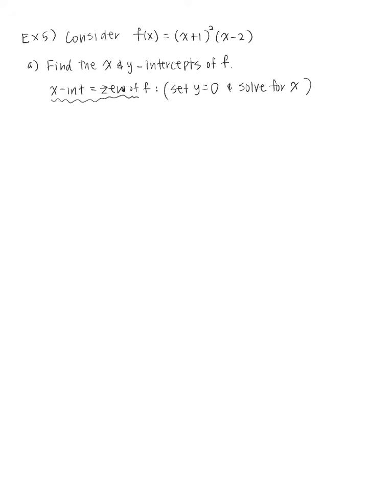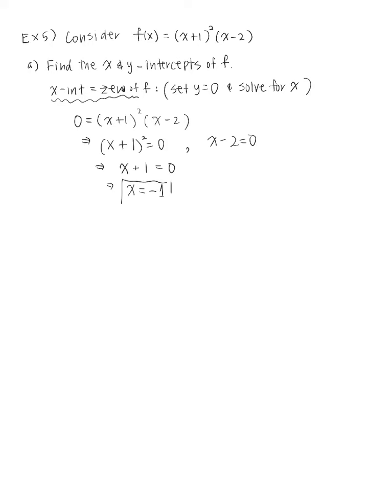So here what we're going to do is set 0 equals x plus 1 squared times x minus 2. So that means that either x plus 1 squared is going to go to 0. Here I'll just write everything out. Or x minus 2 is going to go to 0. So this implies that, taking the square root on both sides, the square root of 0 is 0. So here you're going to have x equals negative 1 is the 0 of our f of x. And then another one is x equals 2, the other 0, or the x-intercept.